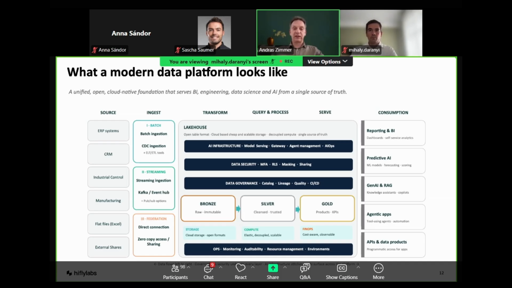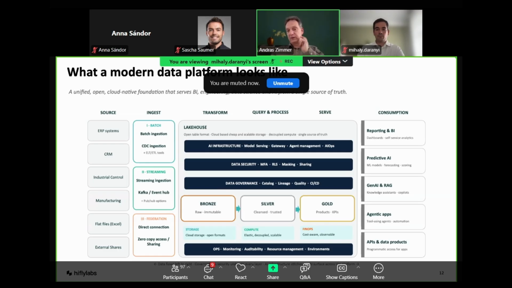Then there is data governance, and it should be unified. It should govern everything that's in the data platform, not just data access, but also AI agents, data quality, and so on. Data security is getting more and more important by the day. So, for example, row-level security is something that is very often required from modern data platforms. Or data masking, which is a GDPR requirement at a lot of places.